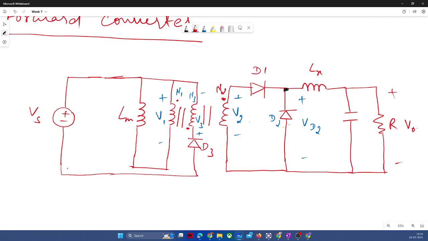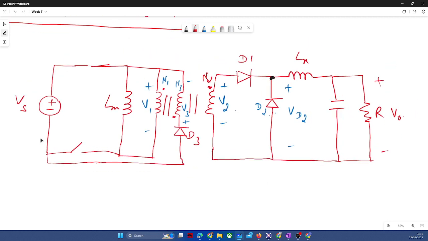Then between LM and the ground bottom rail, a switch should come. Now I think it is fine. So the upper terminal, one terminal of the tertiary winding, will be connected to the positive side of our primary winding, and the lower terminal of the tertiary winding should be connected to the negative side of the supply basically.